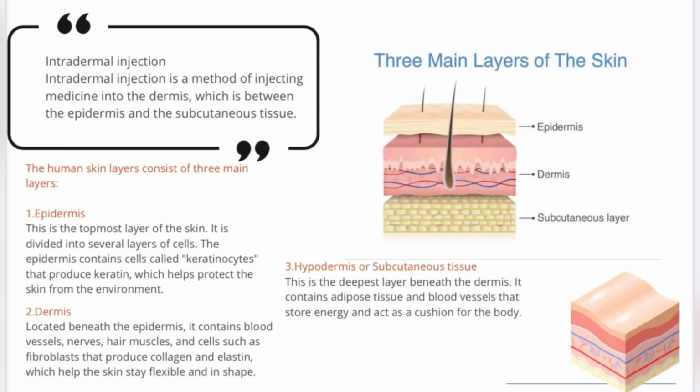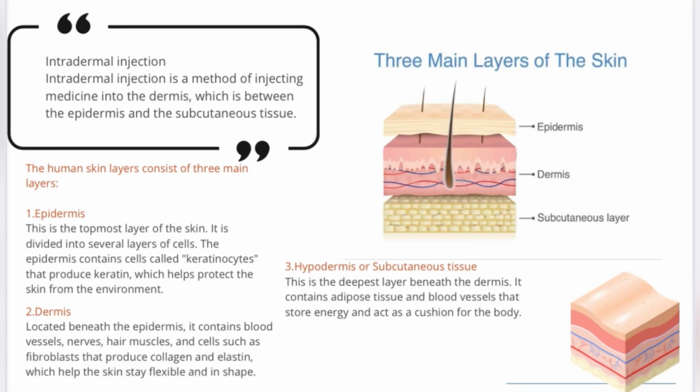Next, we're going to talk about the human skin layers. The human skin has three main layers. The first layer is the epidermis. This is the topmost layer of skin. It is divided into several layers of cells. The epidermis contains cells called keratinocytes that produce keratin, which helps protect the skin from the environment.